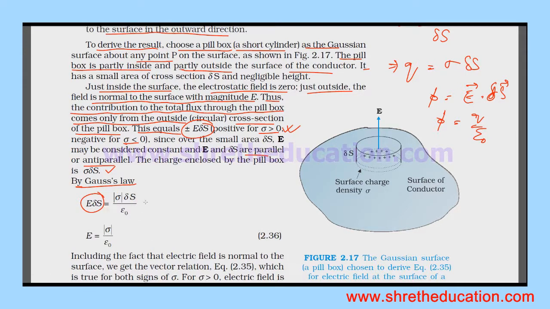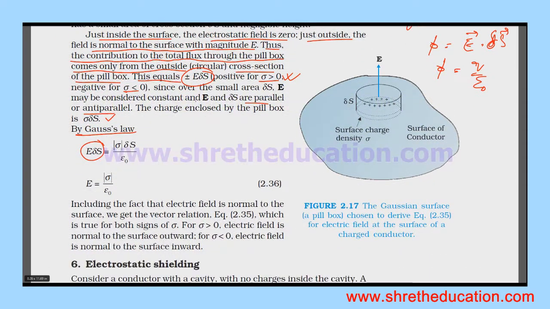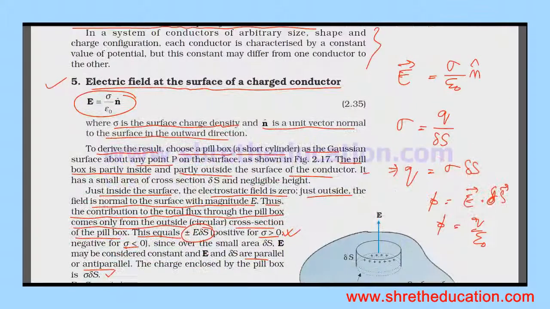So E delta S equals sigma delta S by epsilon naught, giving E equals sigma by epsilon naught. In vector form, E vector equals sigma by epsilon naught times n cap.